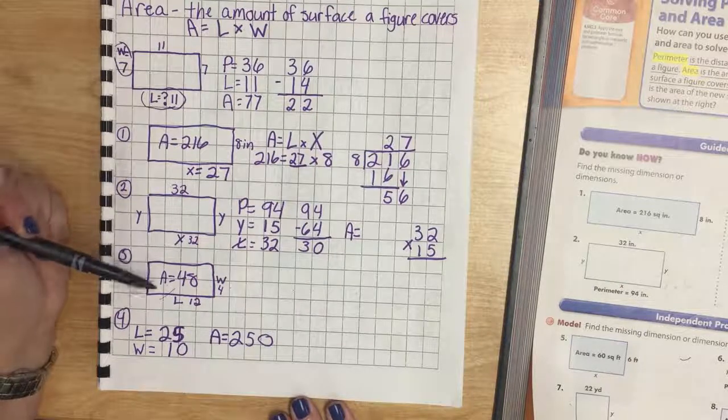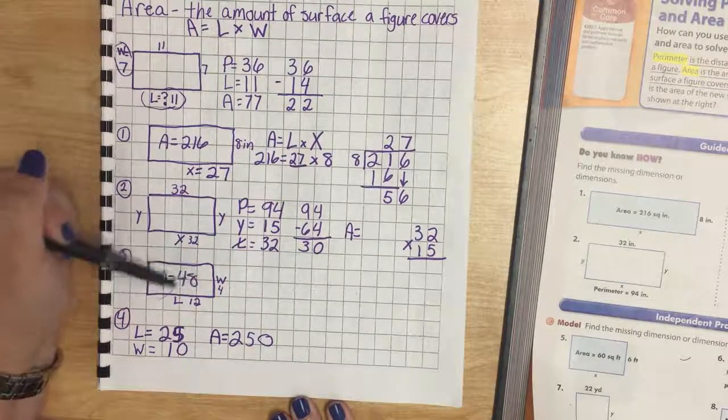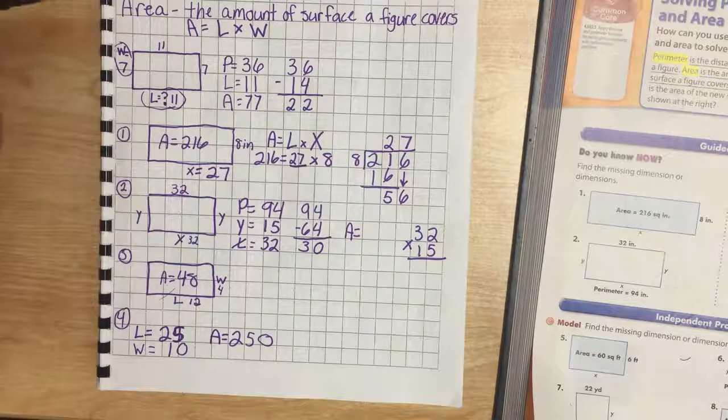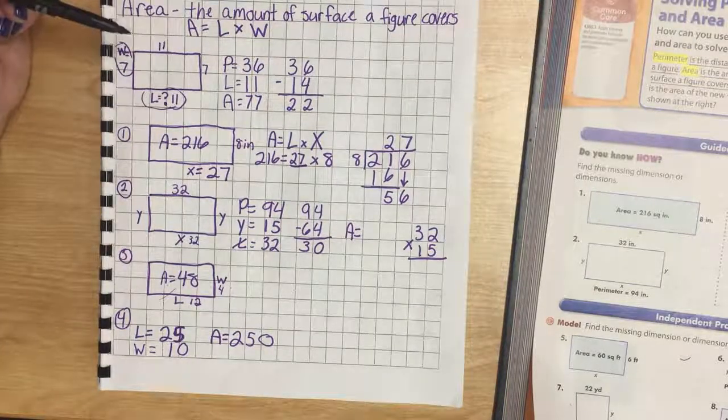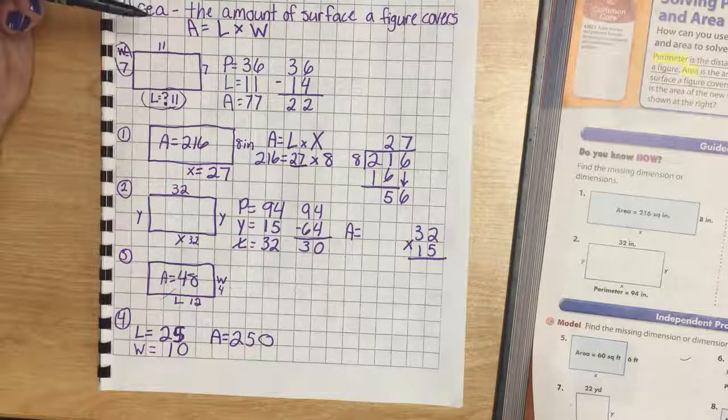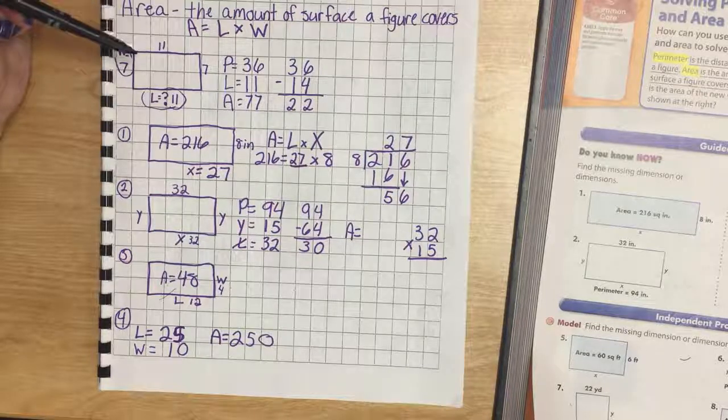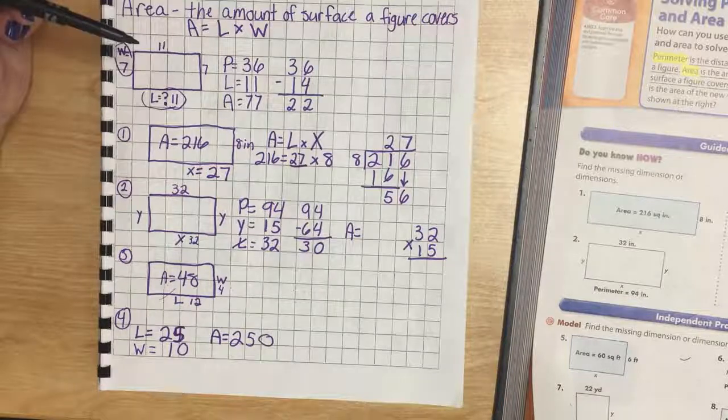In this case, I am basically needing to find the fact families that I can make for 48. What are factors of 48? So 12 times 4. What else? 6 times 8. What else? 48 times 1. 2 times 24. 3 times 16.